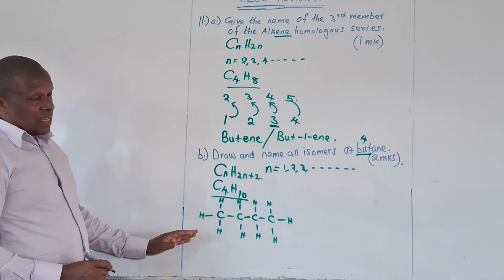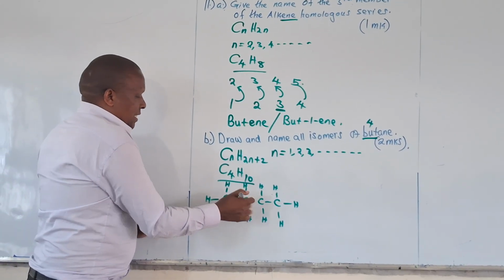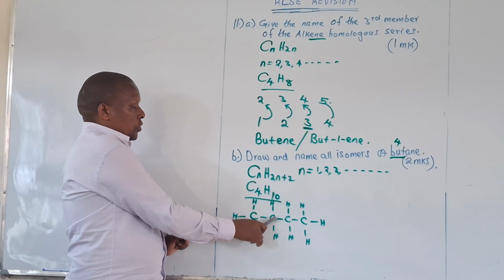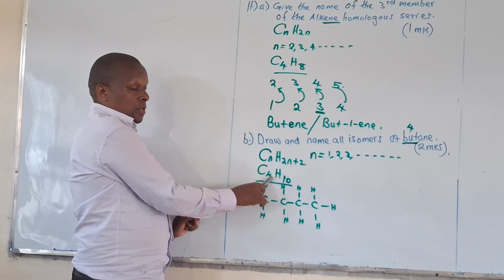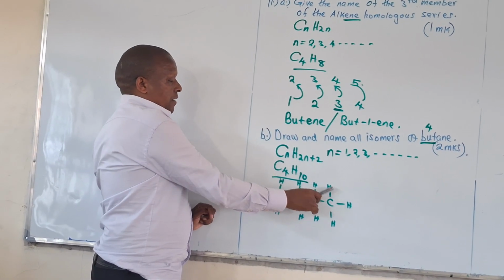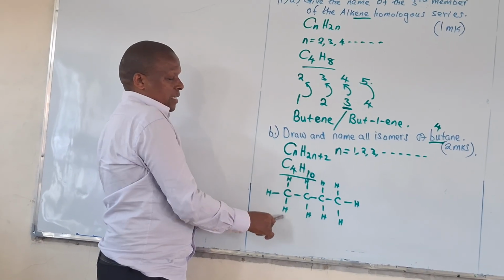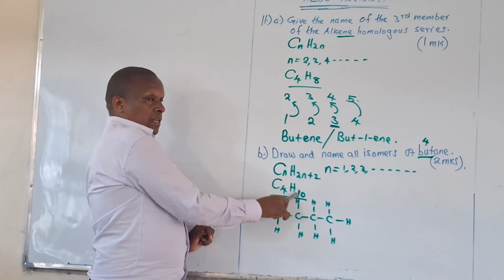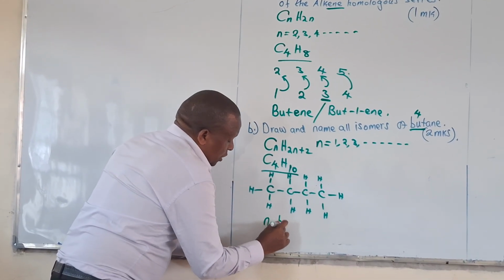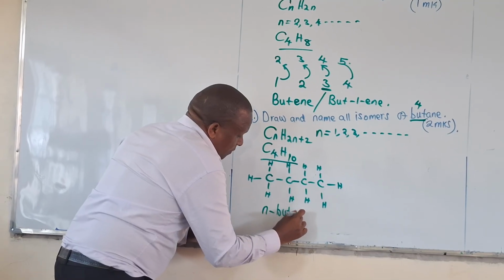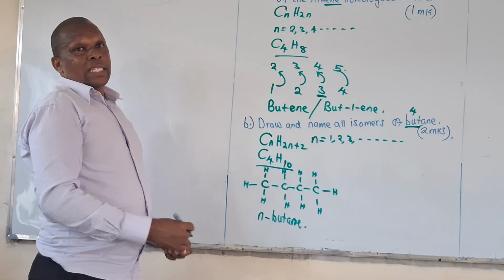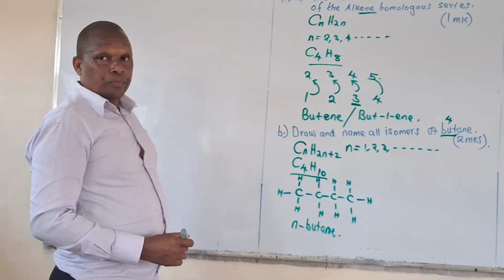If you look at this structure keenly, the number of carbon atoms is 1, 2, 3, 4, which is C4. Let us count the number of hydrogens: 1, 2, 3, 4, 5, 6, 7, 8, 9, 10. C4H10. So what will be the name? This is normal butane, the straight chain butane.